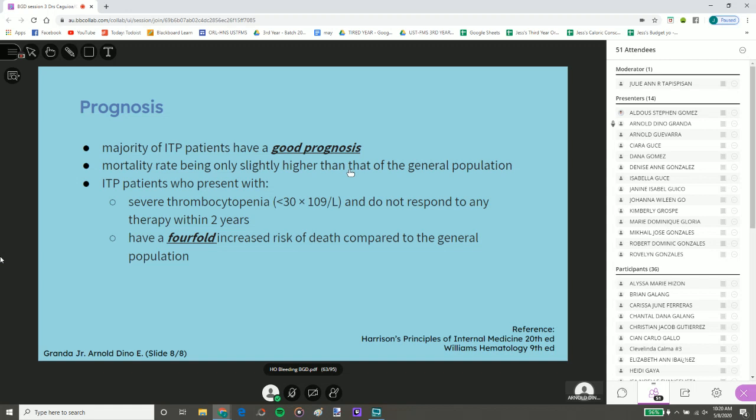It is important to take note that ITP patients with severe thrombocytopenia, that is a platelet count of less than 30 times 10 raised to the 9th per liter, who do not respond to any therapy within 2 years, have a fourfold increased risk of death compared to the general population.